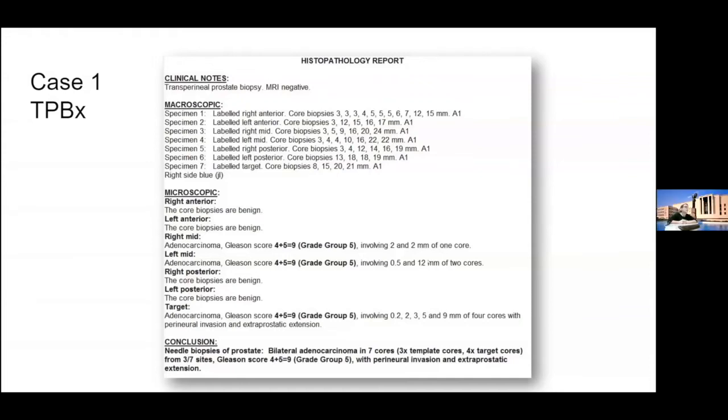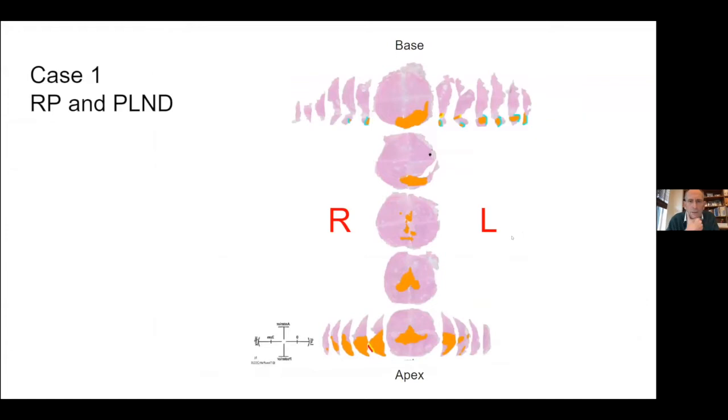Left mid, yes, 12 millimeter of 2 cores. Yeah, on the left side. So, I'm not sure where your target was, more on the left or right. Very strange, because there is no diffusion restriction. The lesion is from the peripheral zone. I understood. Yeah. So okay, very strange. Maybe there is a big component of typical pattern, cribriform pattern.